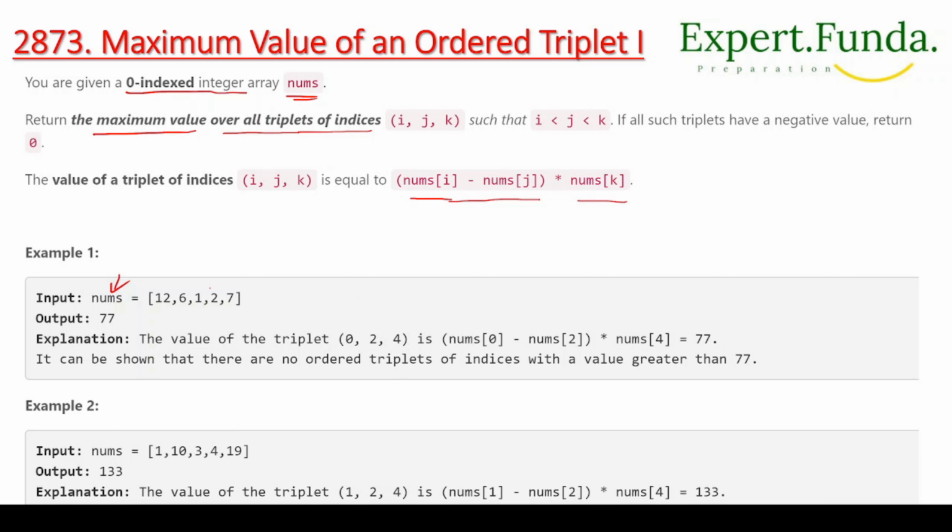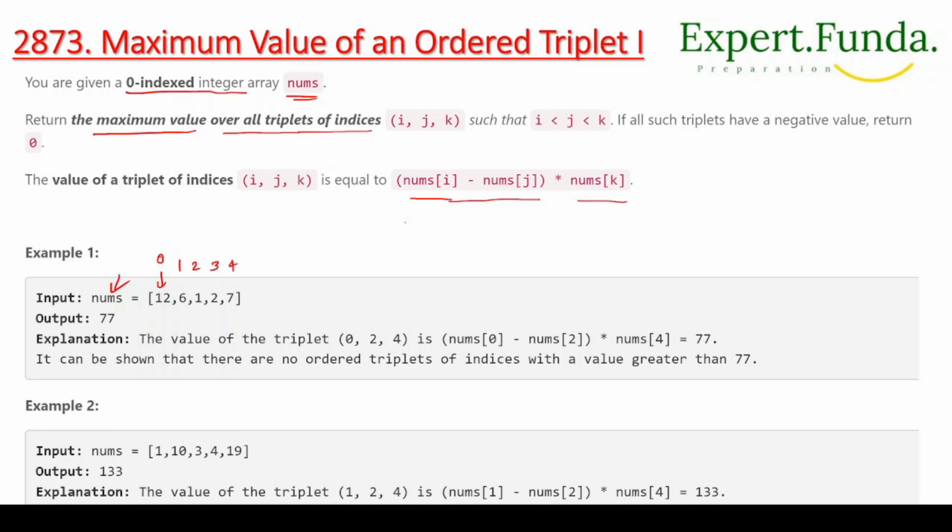Okay, so first of all, let's suppose we have this array given, and we are going to understand how the triplet value will come. If we talk about the indices, the indices for this become 0, 1, 2, 3, 4, like this. Okay, so if we want to find the value of triplets, we can put it here directly.